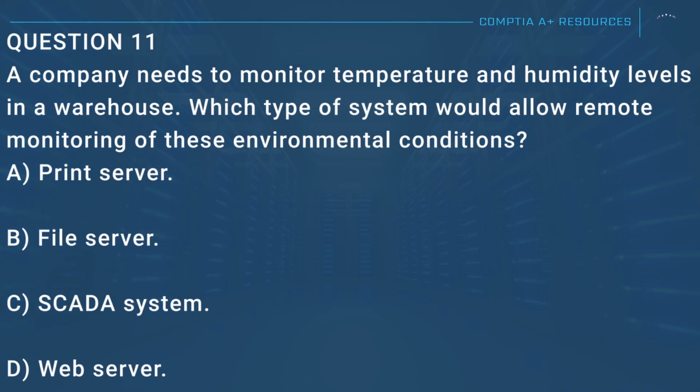Question 11. A company needs to monitor temperature and humidity levels in a warehouse. Which type of system would allow remote monitoring of these environmental conditions? A, Print server. B, File server. C, SCADA system. D, Web server.